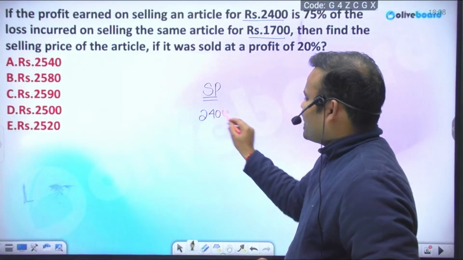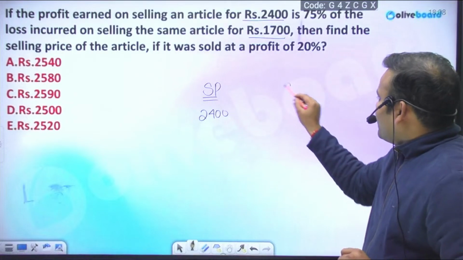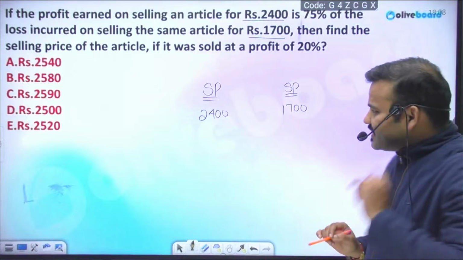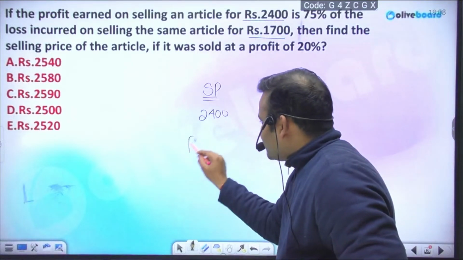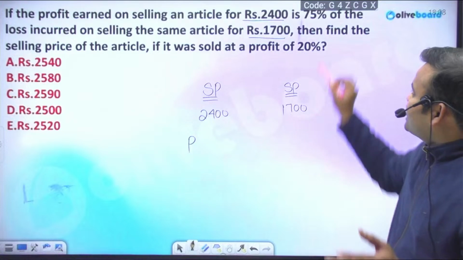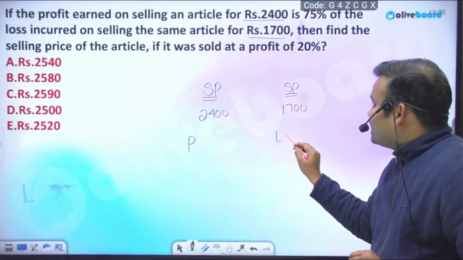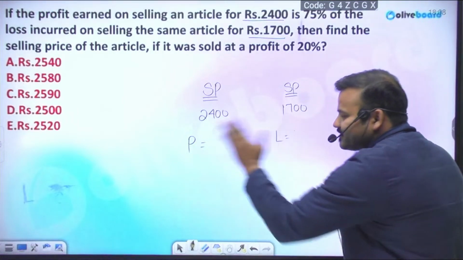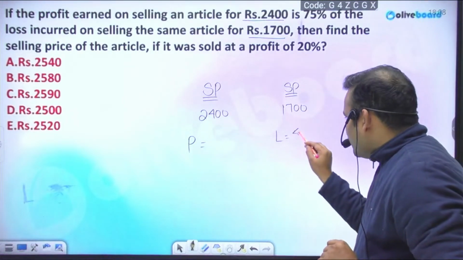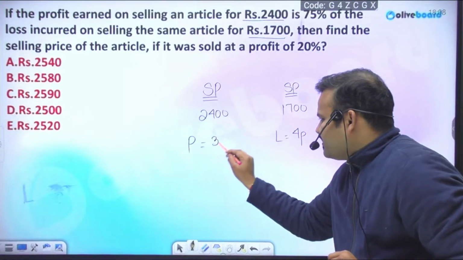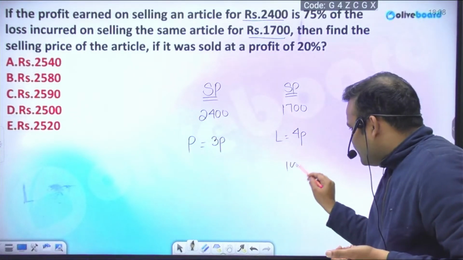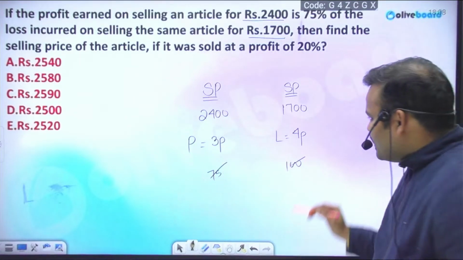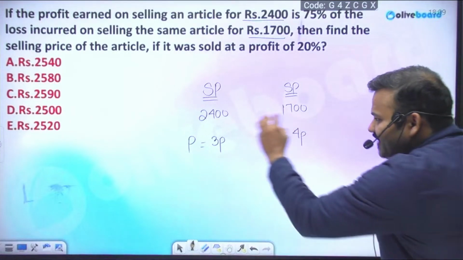So I was hitting a certain profit. Now I am selling the same article for rupees 1700, so I am bearing a certain loss. The question says the amount of profit earned on selling the article for rupees 2400 is 75% of the loss incurred when the same article is sold for rupees 1700. So this profit is 75% of this value, and 75% is 3 by 4. So if this is 4 units, it will be 3 units. If this is 100, this will be 75. So the profit is 75% of the loss.